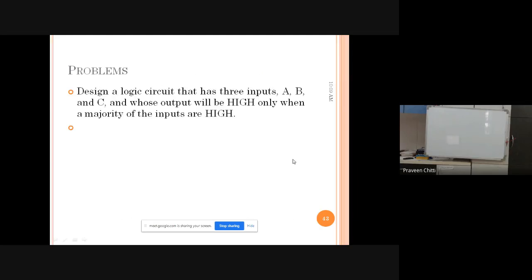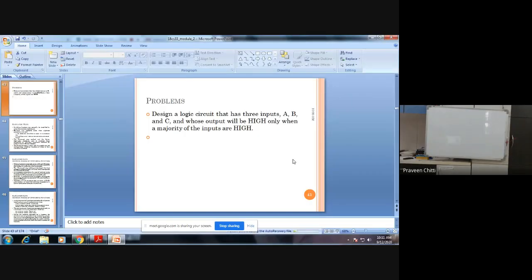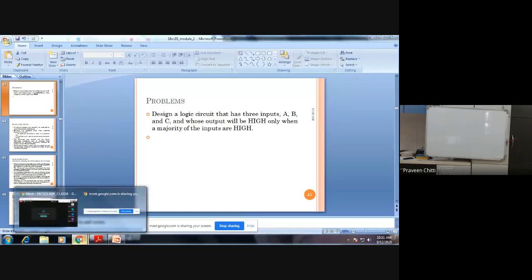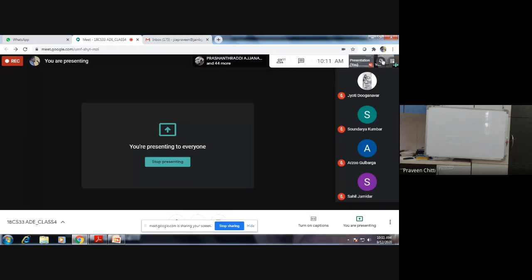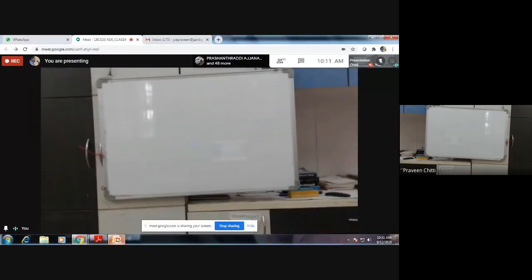Right? So before we enter into what is called the simplification techniques, I want all of you to solve this particular problem. I hope all of you are having pen and paper with you. Yes, sir. All of you have to solve this particular example now. I want you people to solve that particular example.